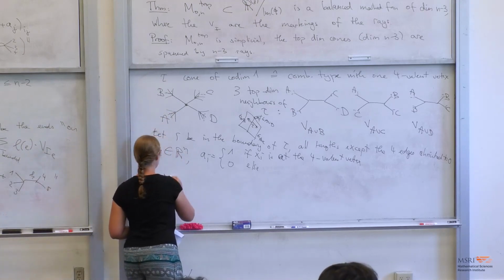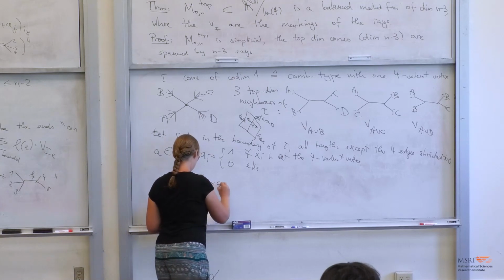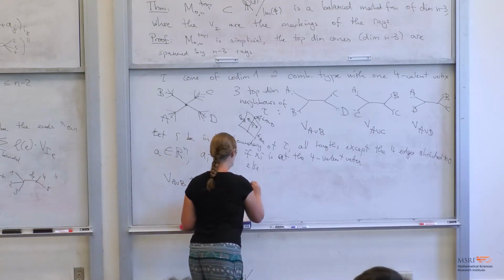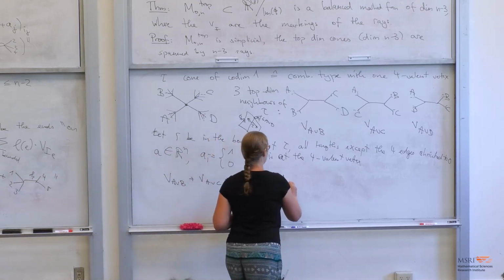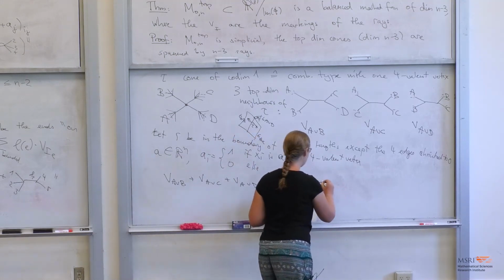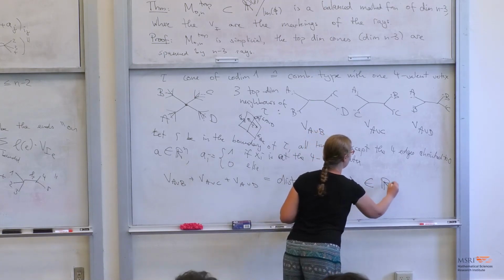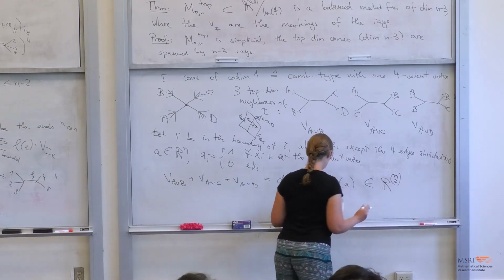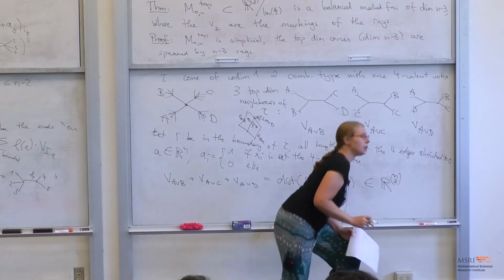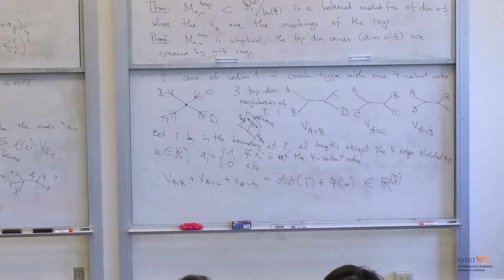So it's true that v_{A∪B} plus v_{A∪C} plus v_{A∪D} is the distance vector of precisely this tropical curve gamma plus phi of A. And this is true in R to the n choose 2. And once you see this, yeah, the theorem is proved.